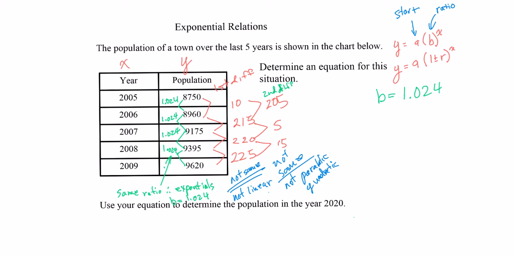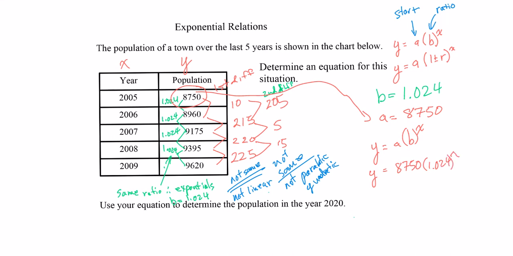Now, the basic equation always starts with our starting value. In this case, our starting value A is equal to 8,750. So now our equation for our problem is basically this. Y is equal to A times B to the x, where y is equal to 8750 times 1.024 raised to the x, where x is the number of years since 2005.